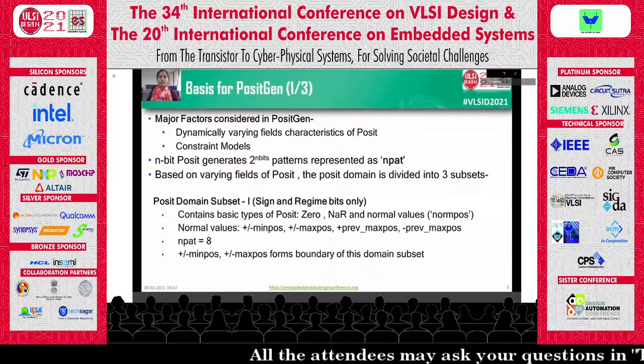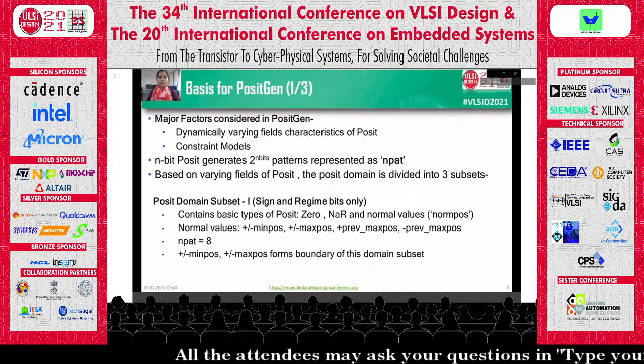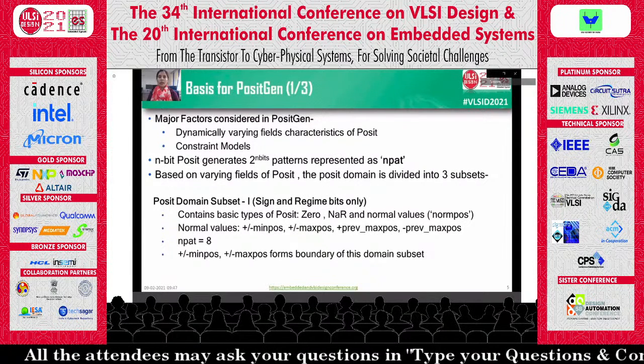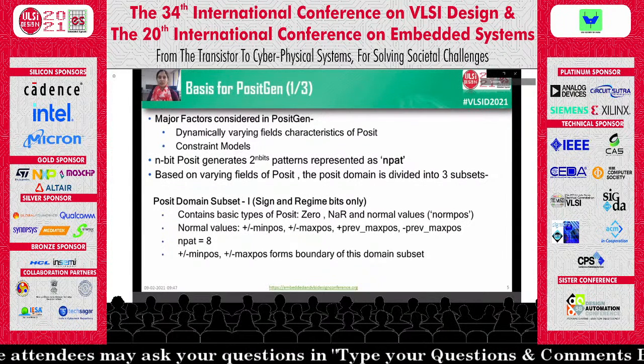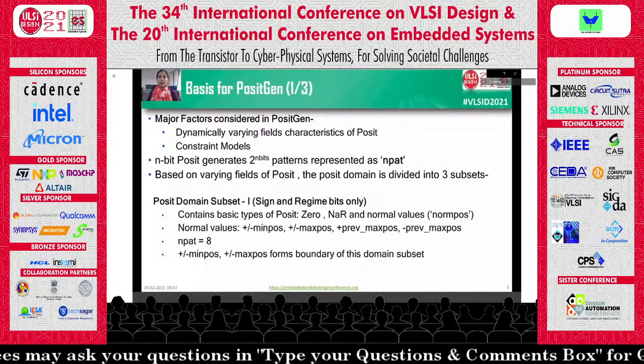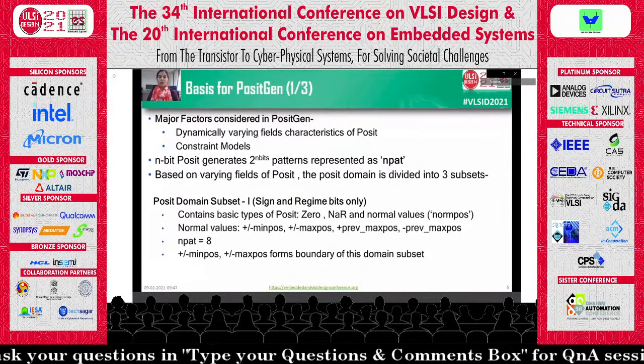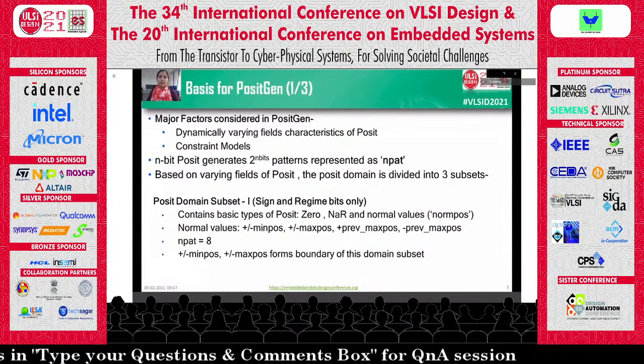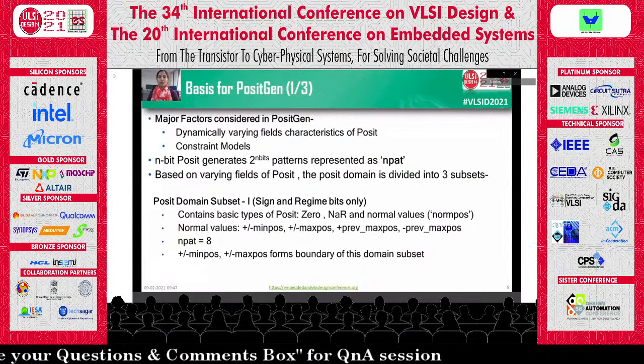Based on the varying fields of POSIT, the POSIT domain is divided into 3 subsets. POSIT domain subset 1 includes sign and regime bits only. It gives 0, NaR and normal values. Normal values include both positive and negative minimum, maximum and previous to maximum POSIT values. It gives a total of 8 NPAT.